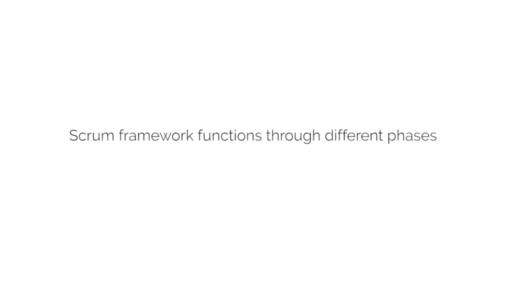As we know, the Scrum framework functions through different phases, and so we have seen 4 phases. In the last video, we talked about the first process in the phase, review and retrospect. In this segment, we're going to talk about the last process in this phase, Retrospect Sprint.